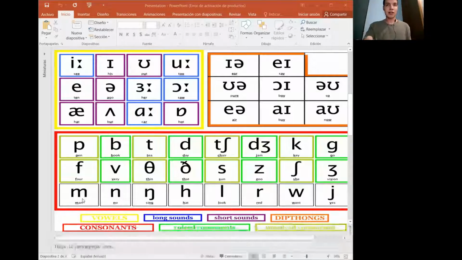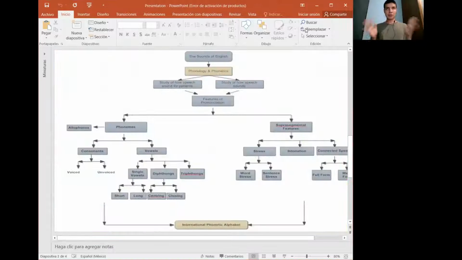And below them, there are single consonants. So that will be all for the phonetic chart. And now let's go with the mind map, the mind map of the sounds of English.